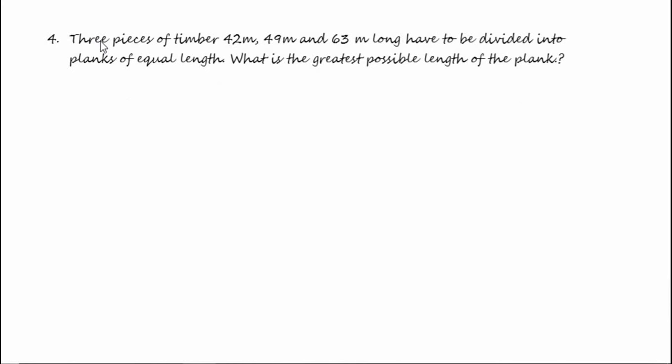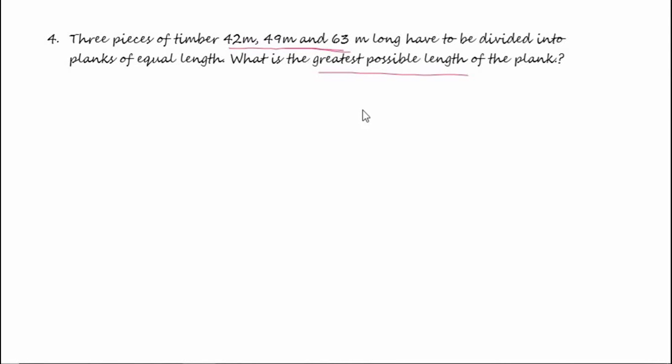Three pieces of timber, 42 meter, 49 meter, 63 meter long, have to be divided into planks of equal length. What is the greatest possible length of the plank? Now, how will you know whether we have to find out HCF or LCM? Here we have to find the greatest possible length of the plank, but it has to be cut into pieces. So the length will surely be less than these lengths. Only HCF is smaller than the numbers. LCM is always equal to the largest number or greater. So we have to find out here the HCF.